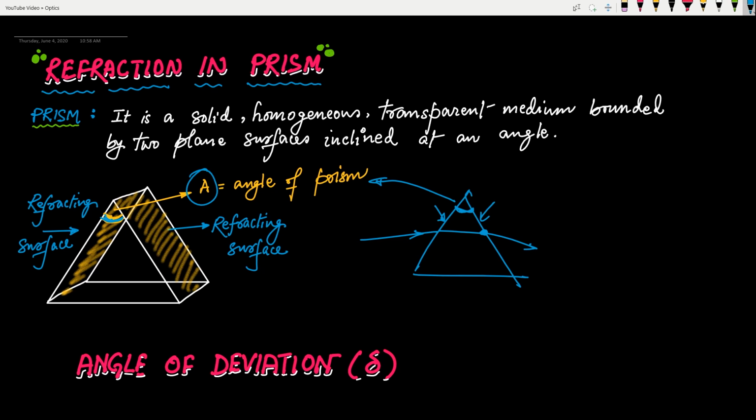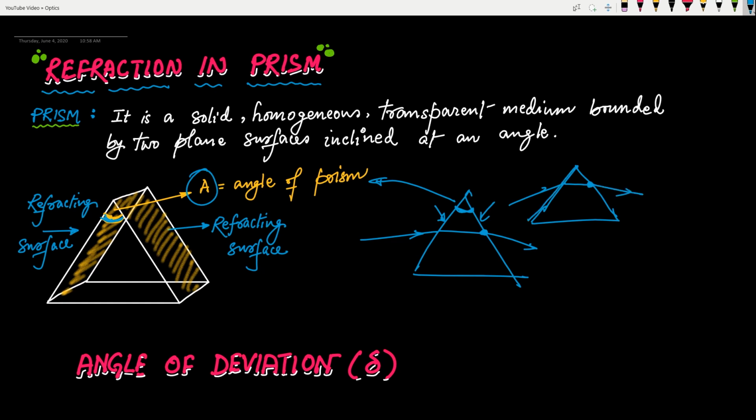Some of the formulas are derived in terms of angle of prism here, so that is a very important parameter. Now let's understand more deeply what is angle of prism. For example, this is our prism. Okay, if light enters like this and then after refraction it moves in this way, then in the second surface it refracts again and moves in this way.